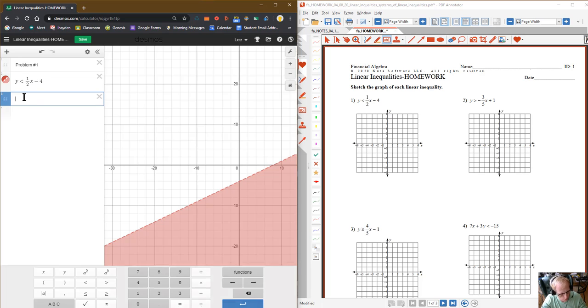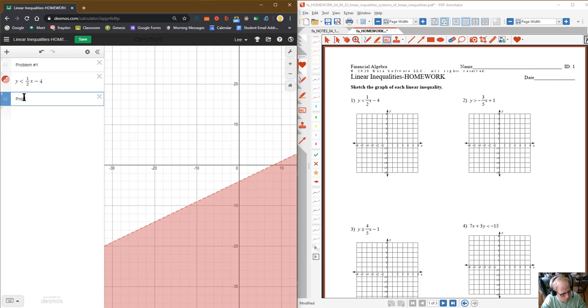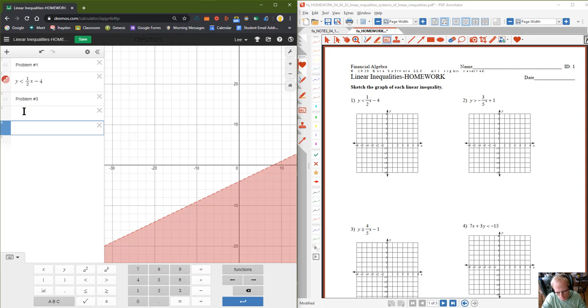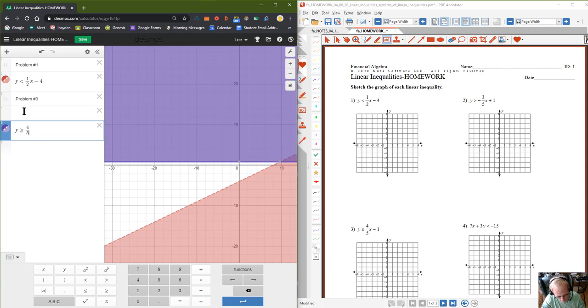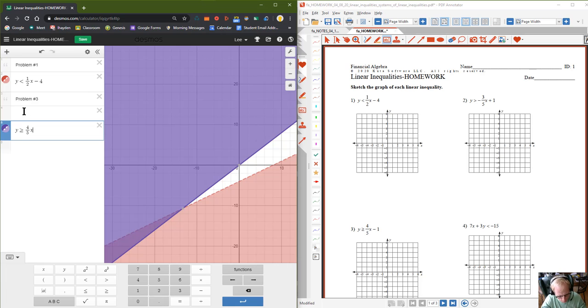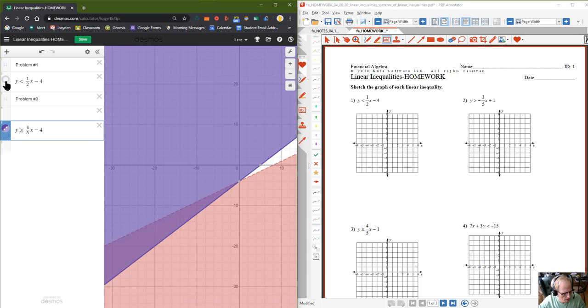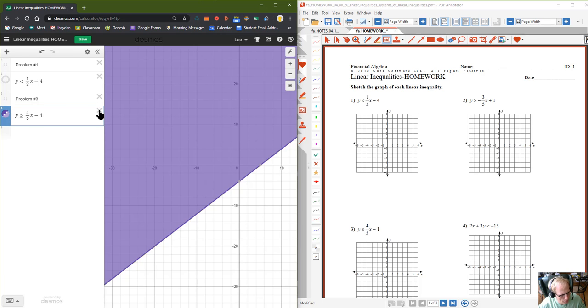Okay, so now I'm going to do number 3, and I'm going to label it number 3, and I'm going to hit enter. It's going to be y greater than or equal to 4/5, right arrow, x minus 4. Okay, and I'm going to get rid of problem number 1 by clicking on its circle, so it's not displayed on the graph, so that now I only have problem number 3.